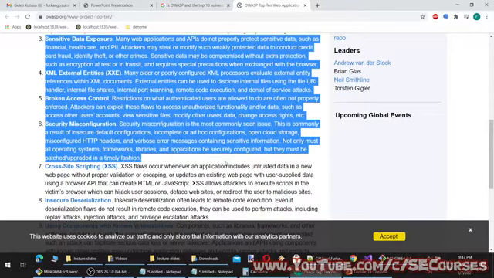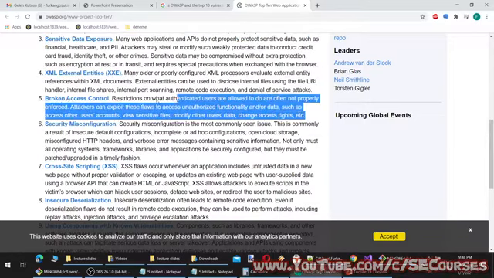XML external entities (XXE). Many older or poorly configured XML processors evaluate external entity references within XML documents. External entities can be used to disclose internal files using the file URI handler, internal file shares, internal port scanning, remote code execution, and denial of service attacks.